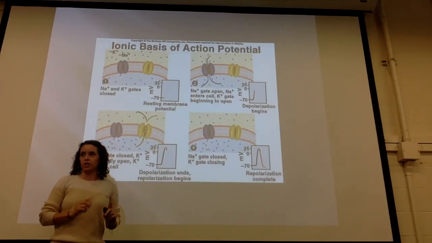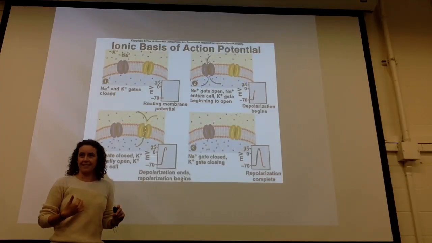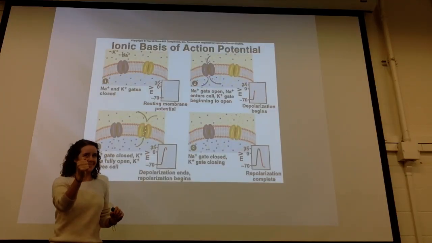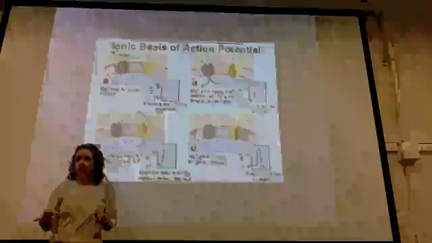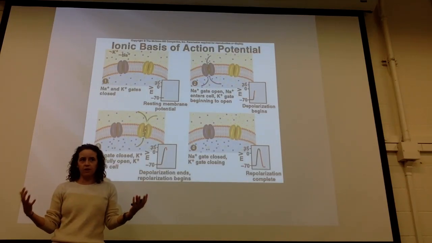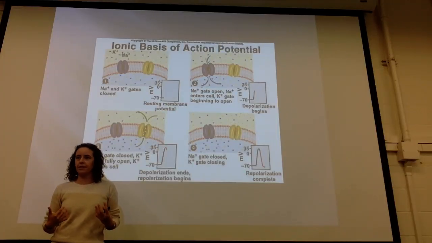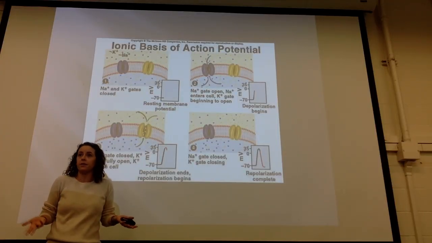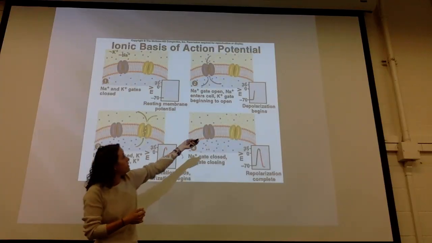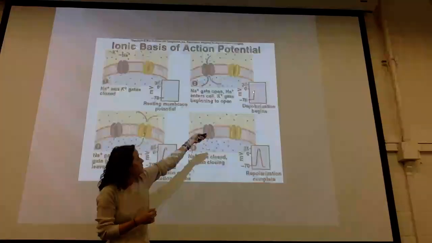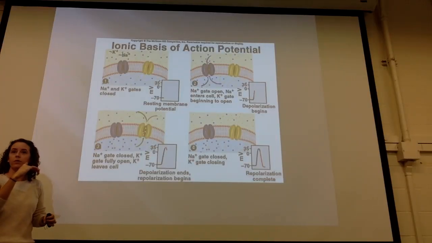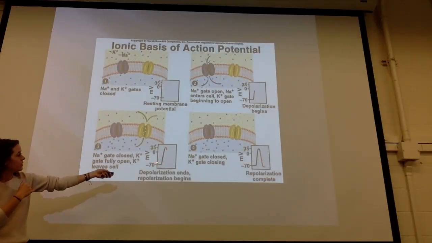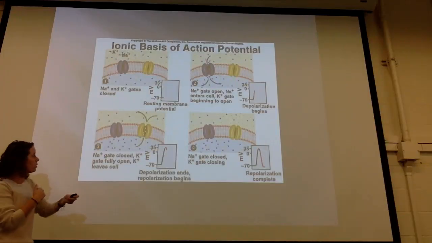Why does this change the internal charge of the cell? Guesses? Yes? It's because the sodium is positive. Yeah, awesome. The sodium has a positive charge. So because sodium has a positive charge, getting a whole bunch of sodium inside the cell is going to become more positive. That is what depolarization is. And here we go, we can see we're starting to become more positive. Once the inside of that cell reaches negative 55 millivolts, we've hit our threshold, and the cell is going to rapidly depolarize.